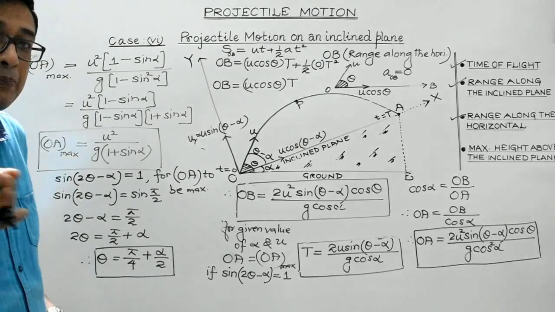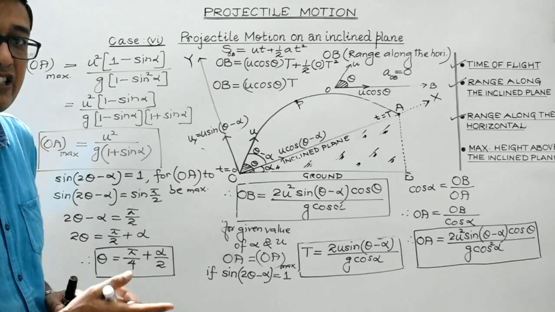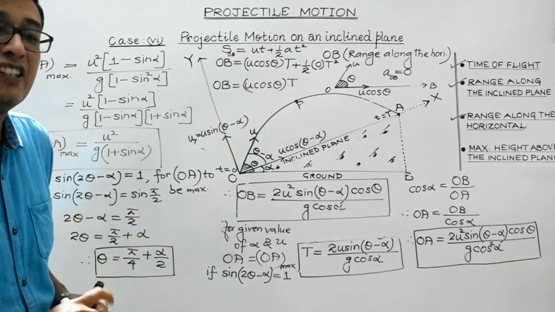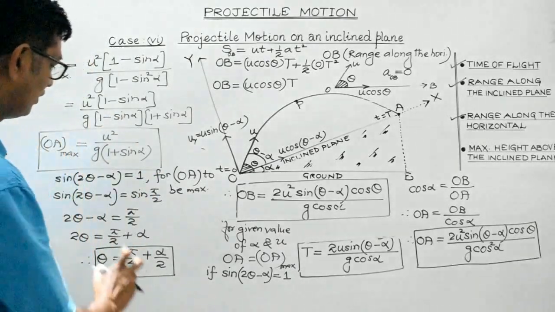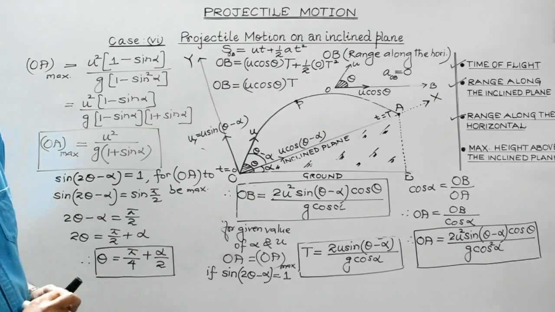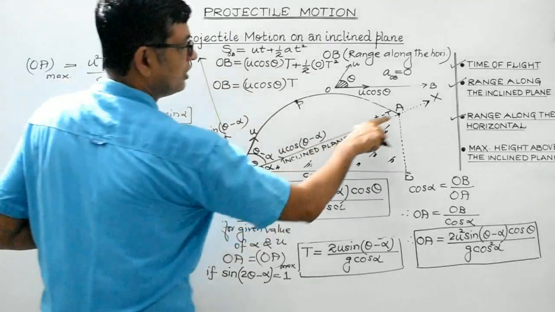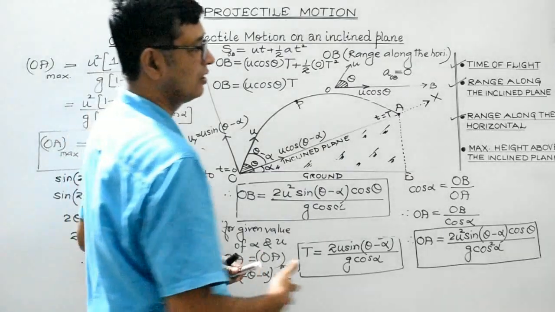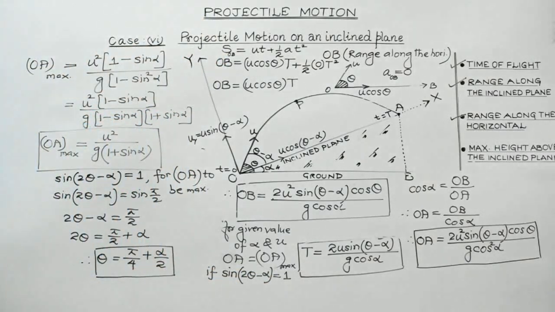So if the projectile is projected at an angle θ with the ground on an inclined plane, then its range on the inclined plane will be maximum. So this is a very important result, and this is the expression for the maximum range along the inclined plane, right? So now let's find out the expression for the maximum height above the inclined plane.